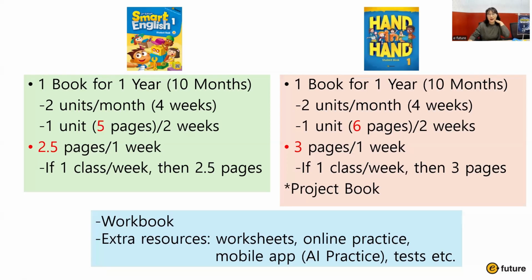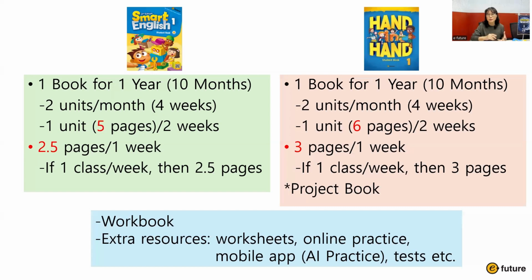And in Smart English, there are 5 pages in 1 unit. So that means in 1 week, you do 2.5 pages. Here I'm talking about the student book only. In Japan, I know that you usually have 1 class per week, right? So that means you do 2.5 pages per week, per class. So this is a simple calculation.